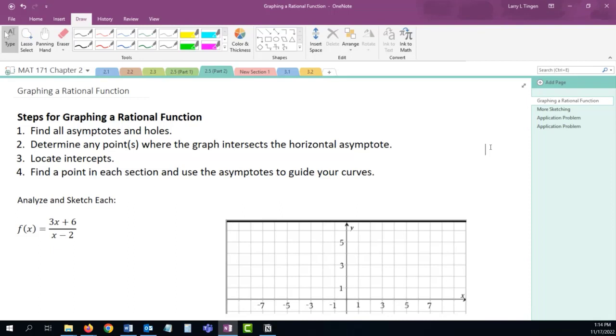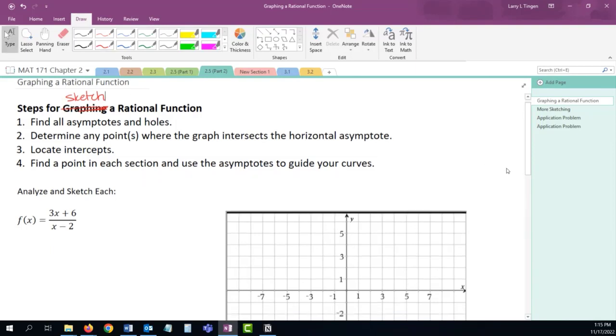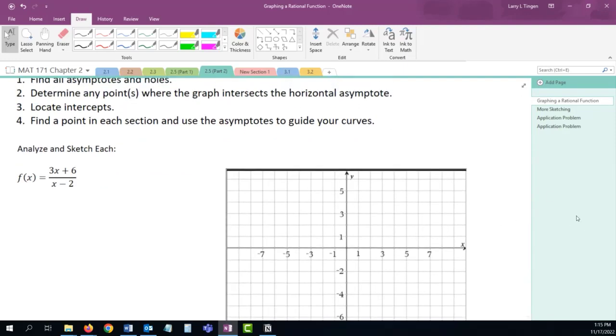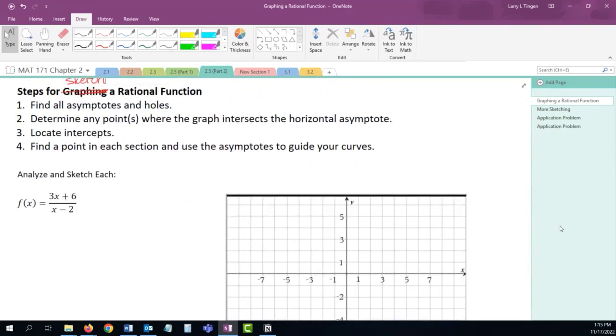All right, so how do I sketch a rational function? If I want you to graph a rational function, I'll tell you to go graph it on Desmos. I want you to sketch a rational function. I want you to get a good idea of what the function looks like, not so much nail every point spot on.